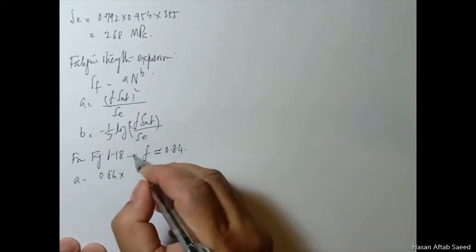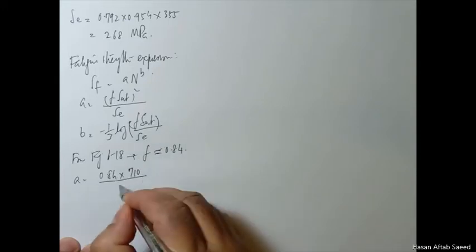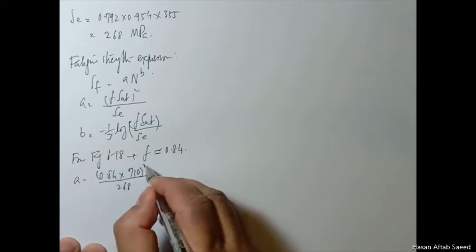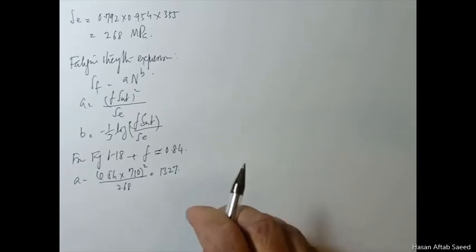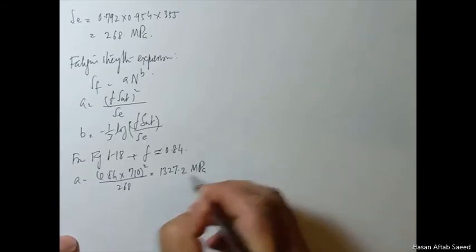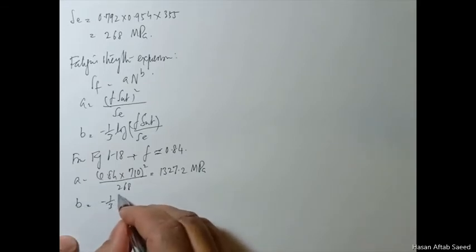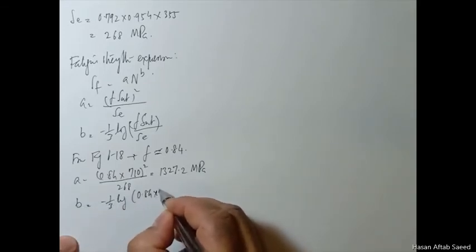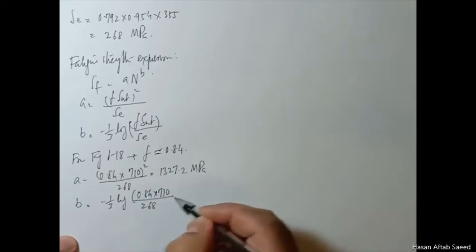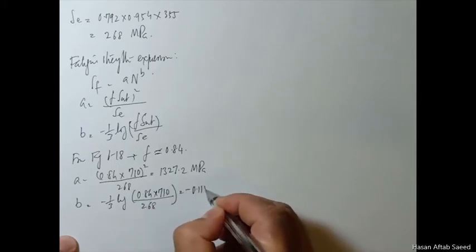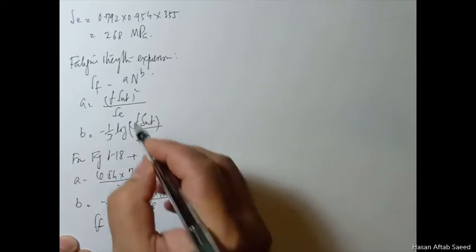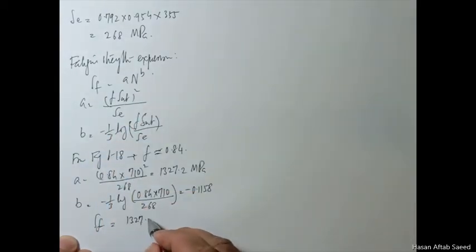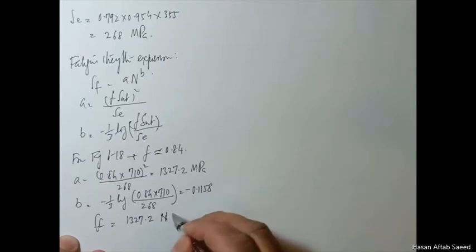So putting in the values, a = (0.84 x 710)^2 / 268, this is 1327.2 MPa, and b = -1/3 log(0.84 x 710 / 268), and this is -0.1158, and therefore Sf is 1327.2 N to the power -0.1158.